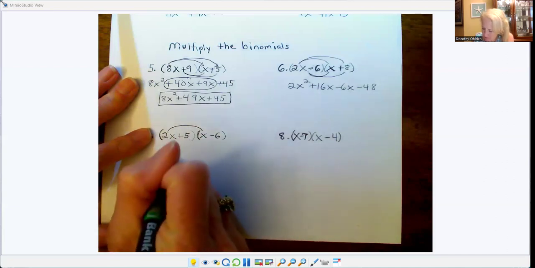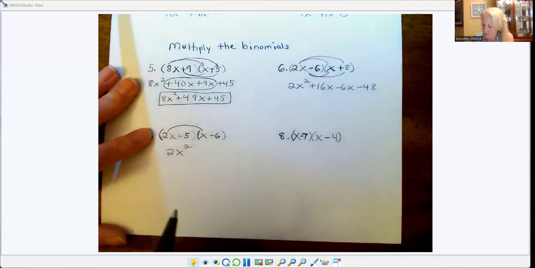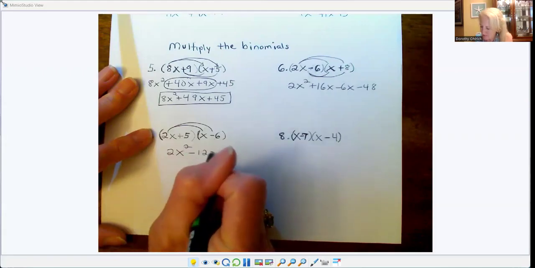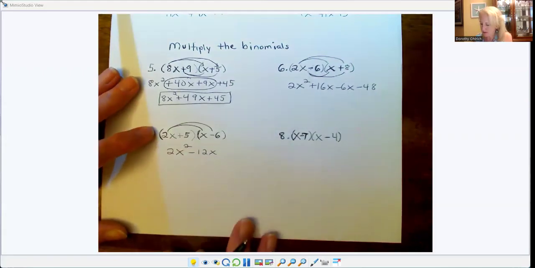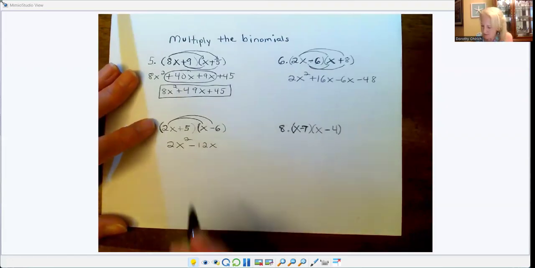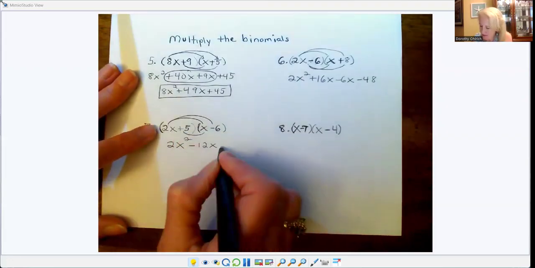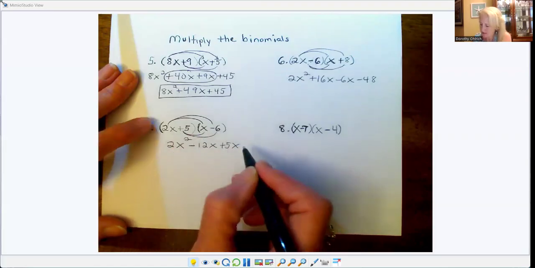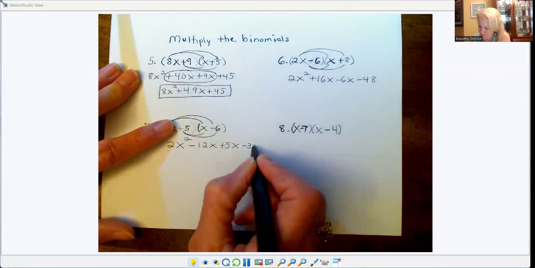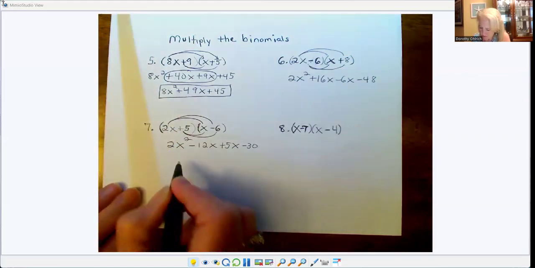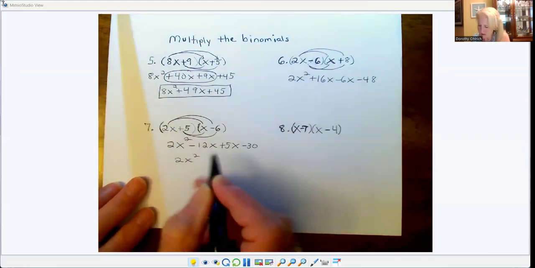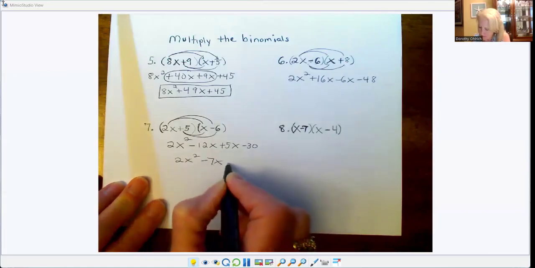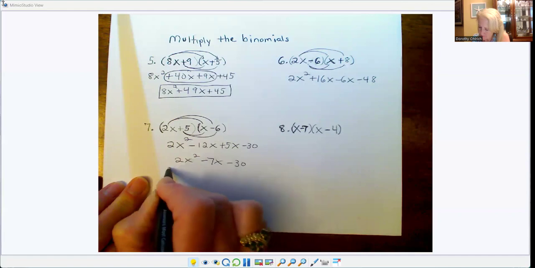2x times x. 2x times negative 6. I'm pausing so you can actually call it out yourself. 5 times x. 5 times negative 6. So you should have gotten 2x squared. Negative 12 plus 5 is negative 7x minus 30.